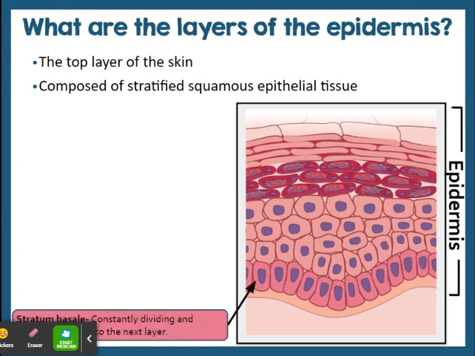All right, there are 5 layers of the epidermis, and I'm going to take these one at a time, starting at the bottom. The stratum basal is the lowest or deepest layer of the epidermis. It is constantly dividing and pushing up cells into the next layer.